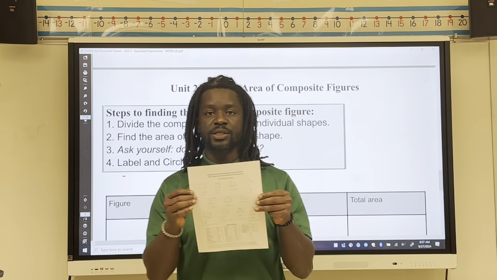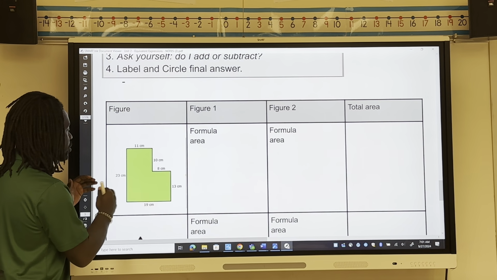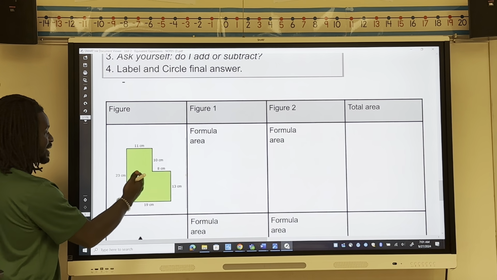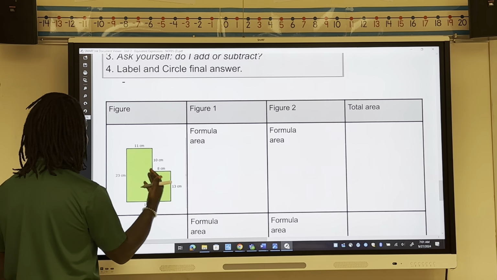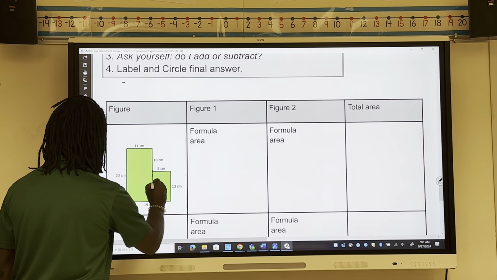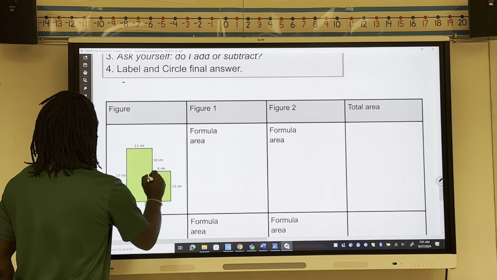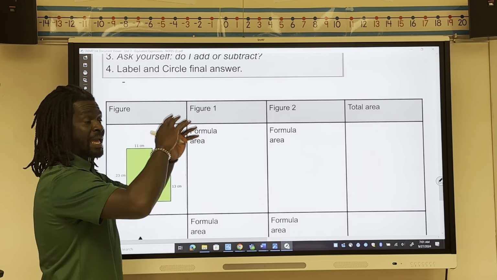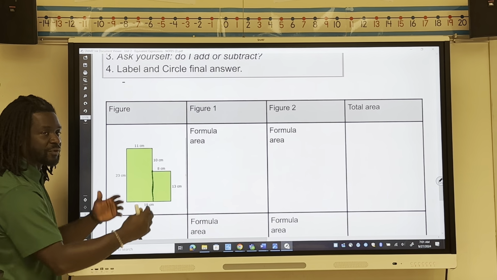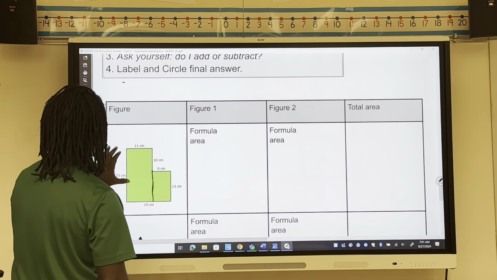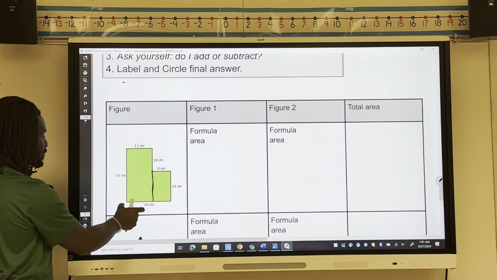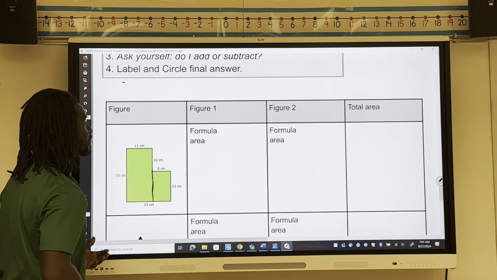You could divide it this way or you could divide it this way, right? And what you are going to find is, regardless of how you cut it up or divide it up, you are going to get the same answer. For me, I am just going to divide it here. If I had an ample amount of time, I'd show you both, but for the sake of time, I'm not going to do that. When I do that, I now have a rectangle here and a rectangle here, okay?